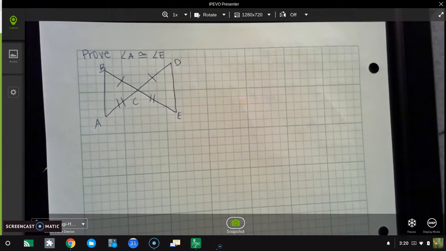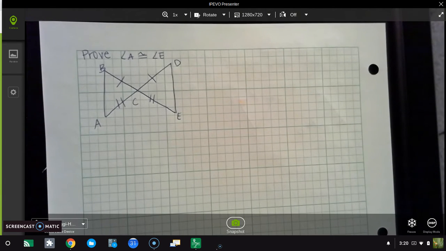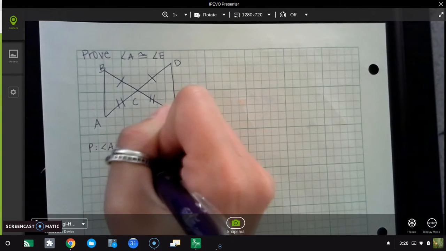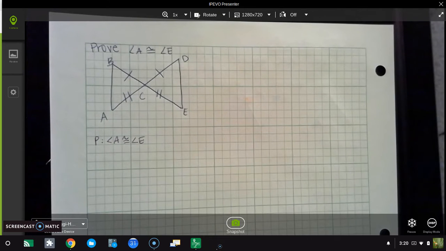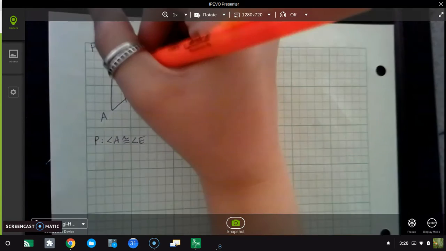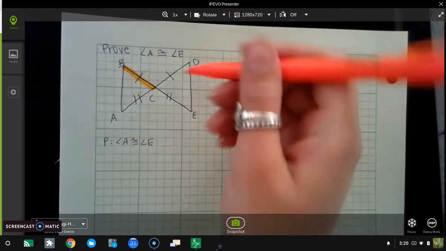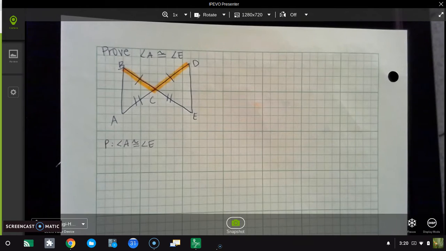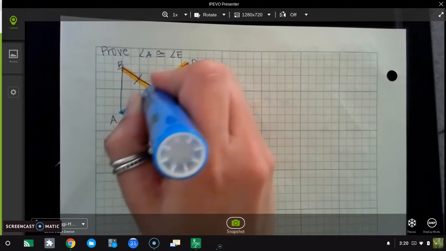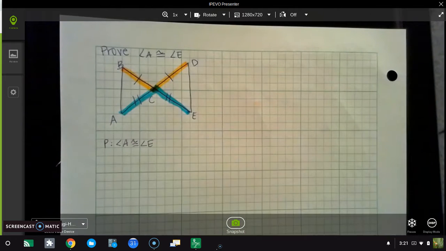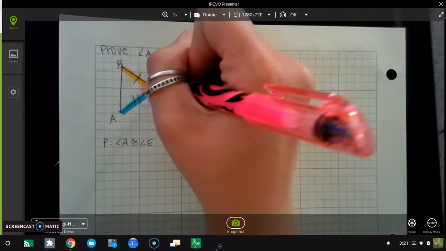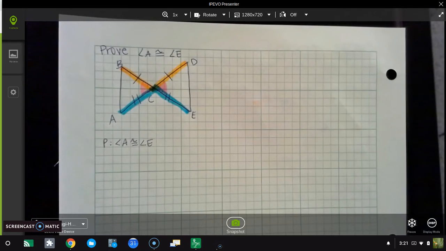Go to this proof. Prove angle A is congruent to angle E. My first step, always, write my angle A is congruent to angle E. Beautiful. Let's now copy down what we know. So highlight BC is congruent to DC. We can also highlight that AC is congruent to CE. Those are everything that was given to me. What is not given to me? What's not given to me is that this angle is congruent to this angle by vertical angles.